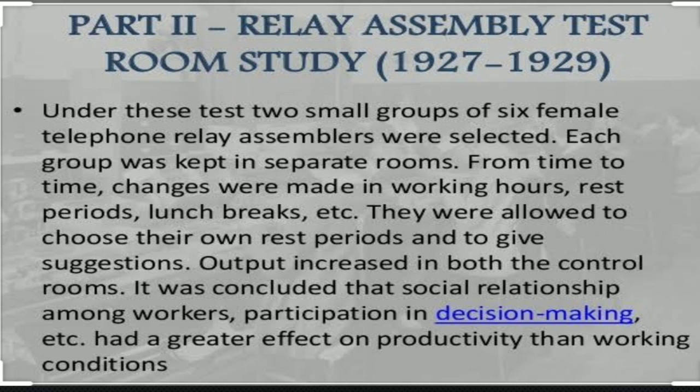Even under this study, they made 2 small groups, each group consisting of 6 female telephone relay assemblers. Thereafter, they made separate rooms for them. Each group was kept in a separate room. In each group, 6 female members were there, and each group was kept, as I said, in a separate room. From time to time, they started noting down the changes they made.